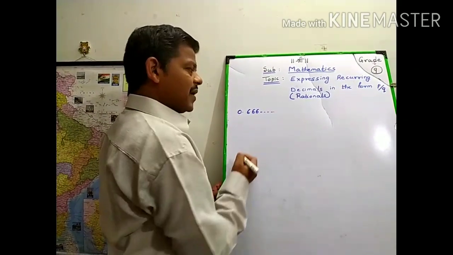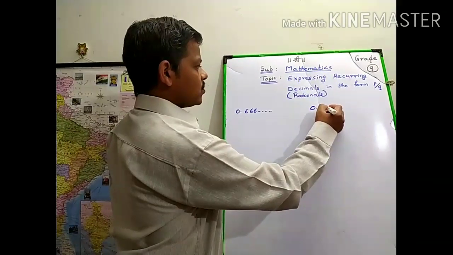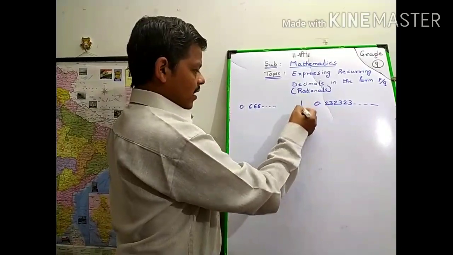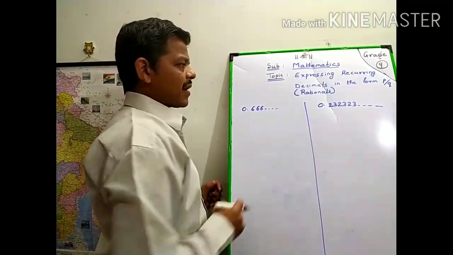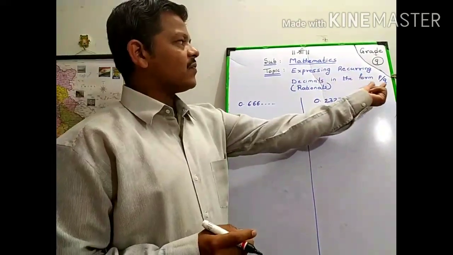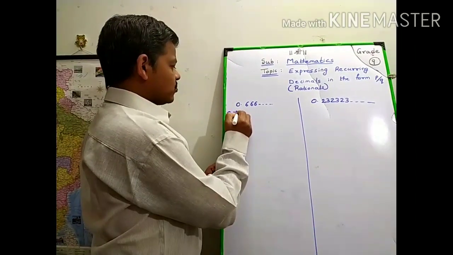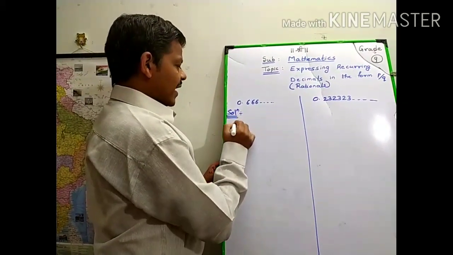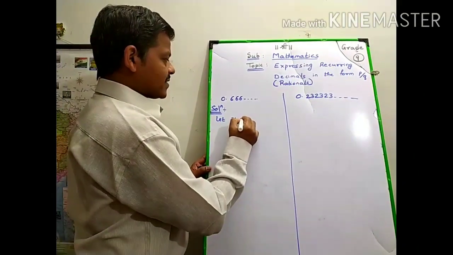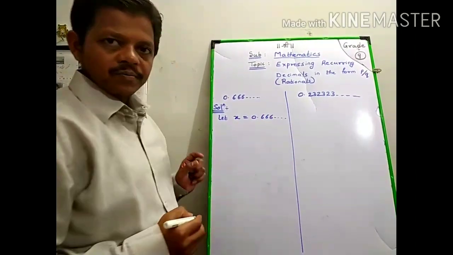0.666 repeating, or let me take 0.232323 and so on. Okay, so we'll just see them parallel. Now we want to express this recurring decimal in the form of P upon Q. The solution would remain the standard solution. Now see, first we will assume this to be x. So let x is equal to 0.666 and so on.